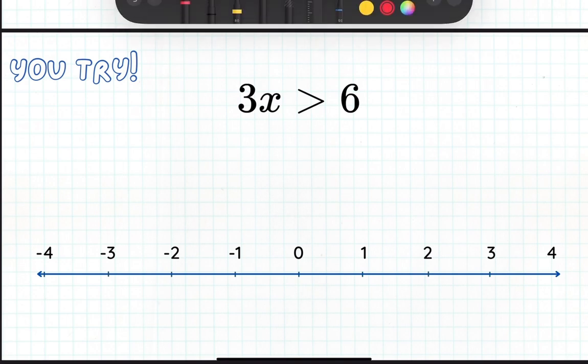So now take a moment to pause the video and try this one out. And when you're ready, unpause the video and let's work on it together.